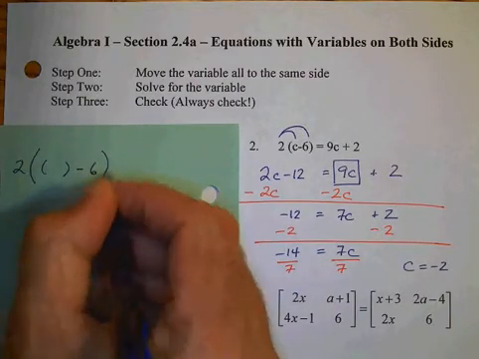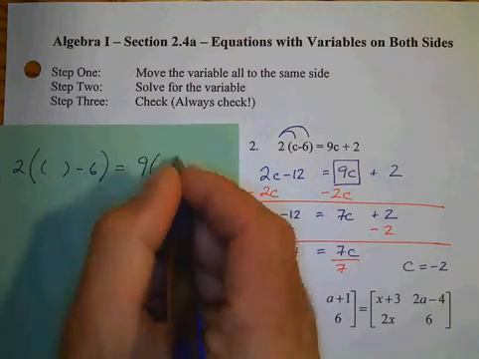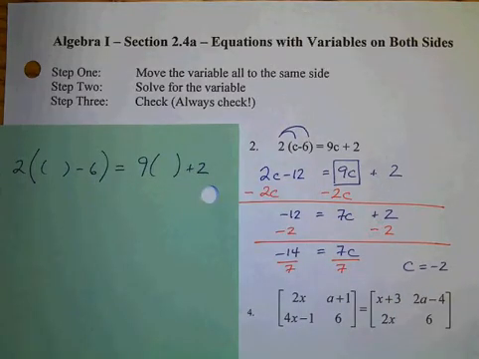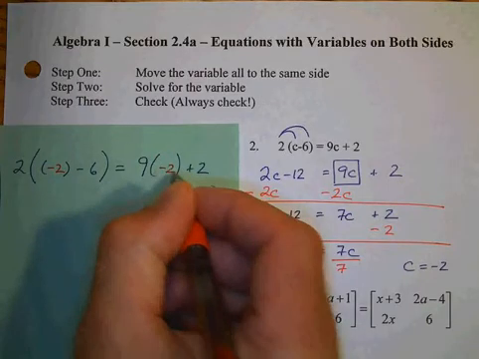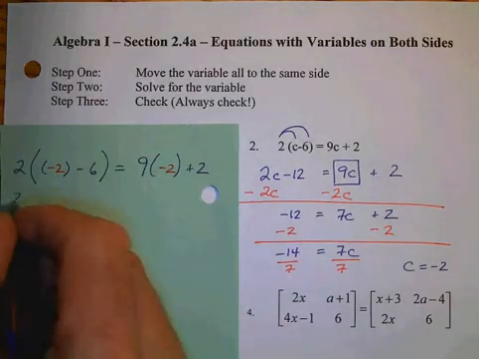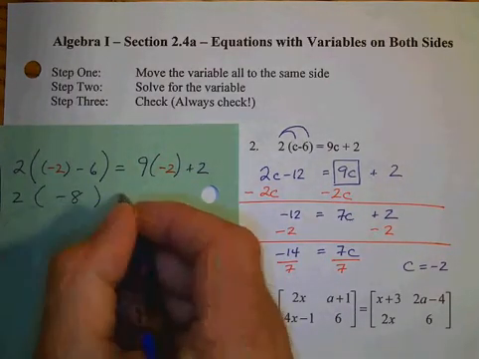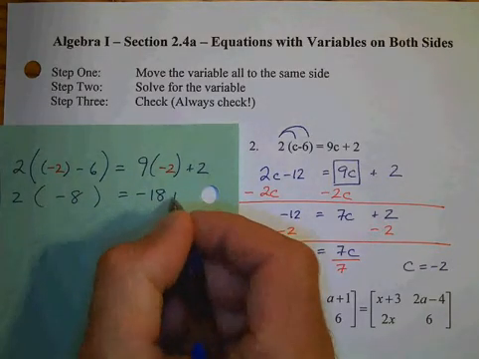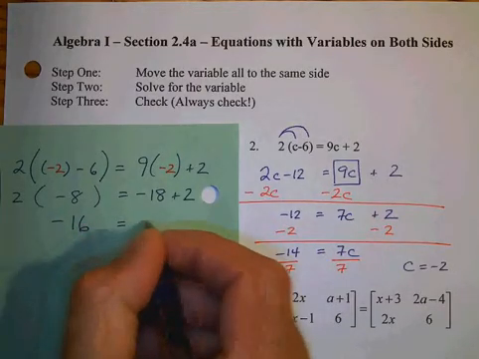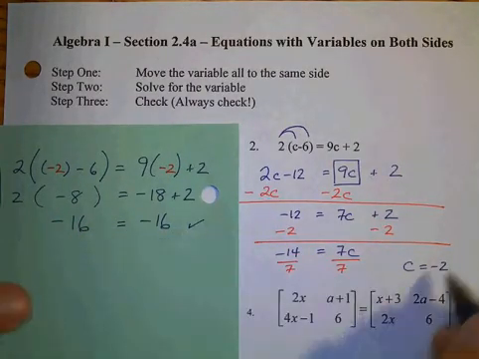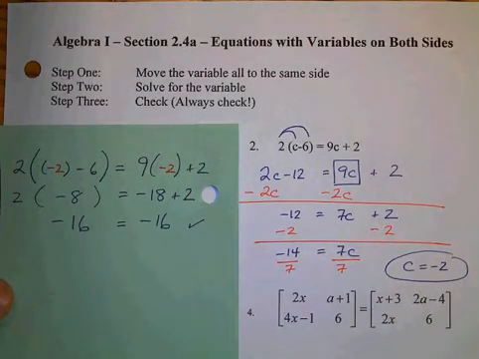When I recopy the original, once again, I'm replacing the values of c with parentheses. And in those parentheses now, I'm going to put the value of negative 2. Let's work this out. 2 times negative 8 equals negative 18 plus 2. Well, 2 times negative 8 is negative 16, and that equals negative 16. And so, our value of c equals negative 2 is correct. The check is very important to do, as it makes sure our answer is the right one.